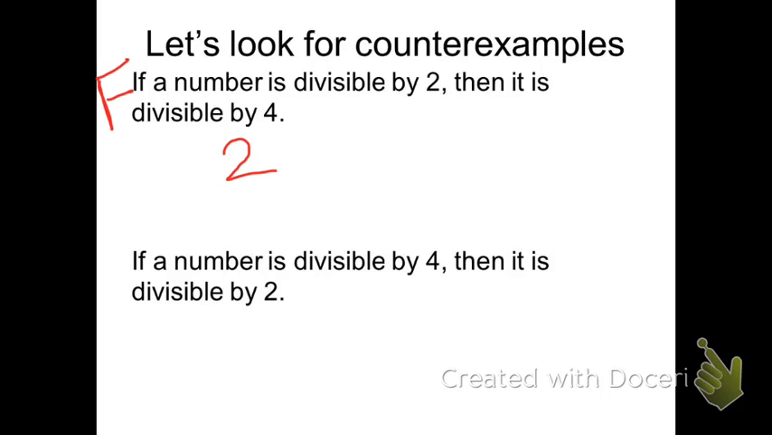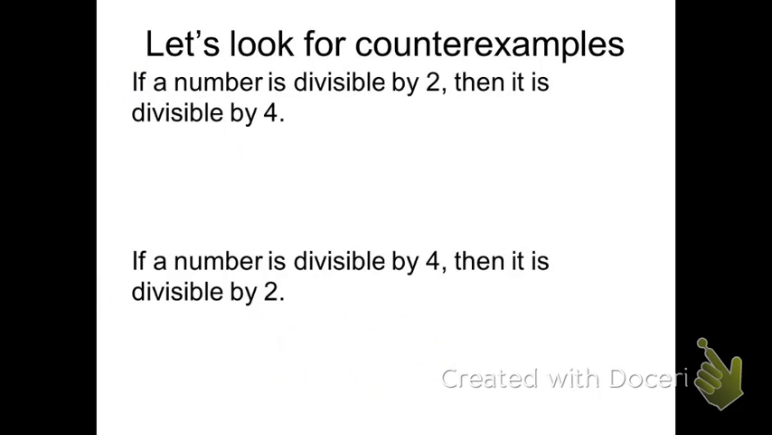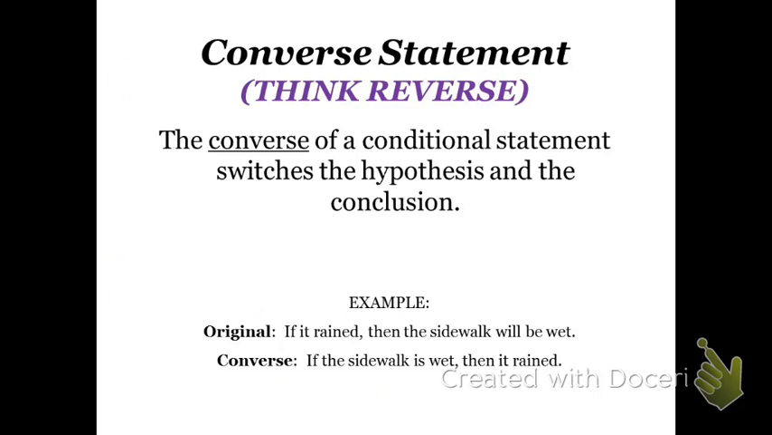In the second conditional statement, if a number is divisible by 4, then it's divisible by 2. If I think of any example of a number divisible by 4, say 4, 8, 12, they're all also divisible by 2. So these would not be examples of counterexamples, which means that this conditional statement is most likely true. And in order to know that for sure, you would have to prove it. But we're not going to do that right now. Let's move on to converse statements.